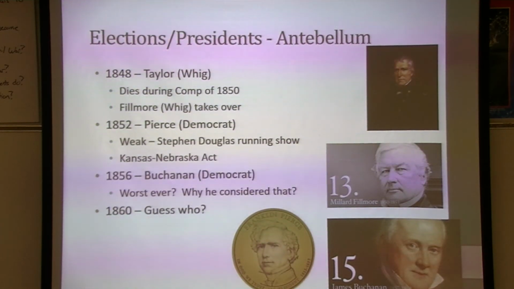1852, we will have probably one of our saddest stories for a president that is elected. Franklin Pierce was a Democrat. He was chosen because he really didn't upset anybody. After many, many votes in the convention, he was picked. He was weak. Stephen Douglas was running the show.